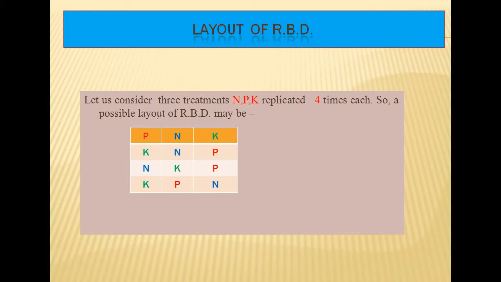So first we allocate the treatment P here. So we know that randomization is restricted to block. So the treatment P cannot be allocated to this block again. Next we can allocate the treatment P in this unit and this unit, and finally this unit. Similarly, we allocate the treatments N and K to the remaining units according to their replications.